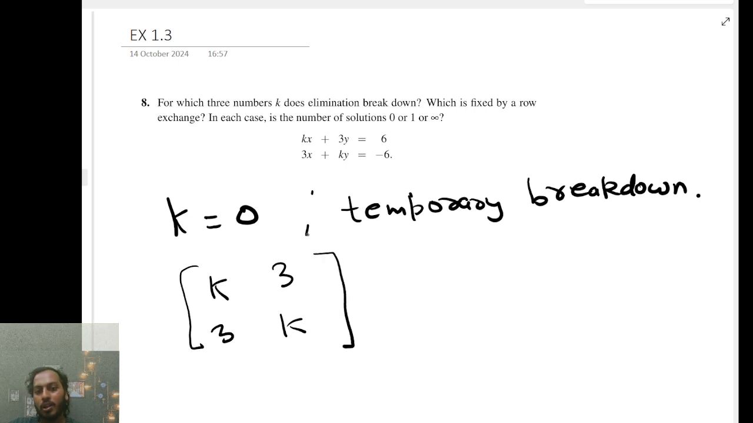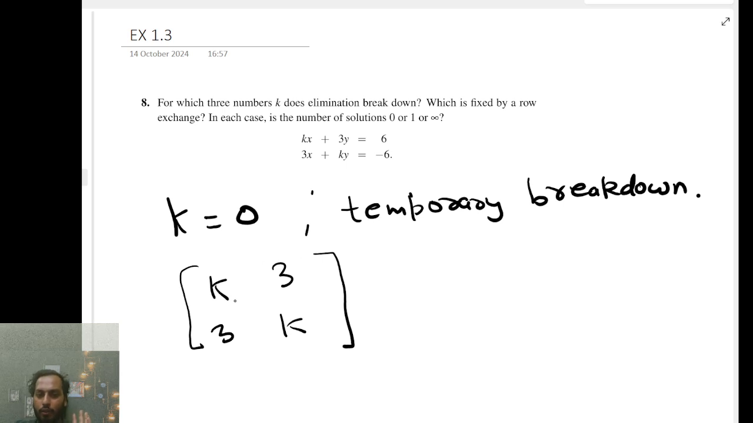That's all. Now, when would it be a permanent breakdown? When this entry becomes 0, if your second pivot becomes 0. If you choose the first pivot as 0, then you can exchange rows and it could be solved. But if the second pivot becomes 0 in any case, then it would be a permanent breakdown. So what should I choose here so that it will become a permanent breakdown?